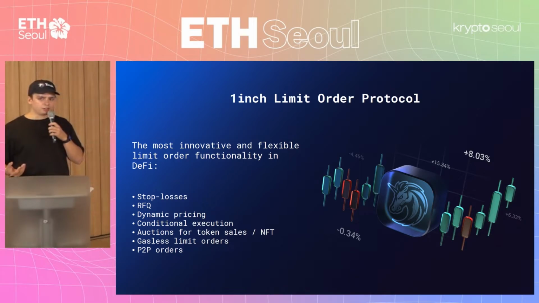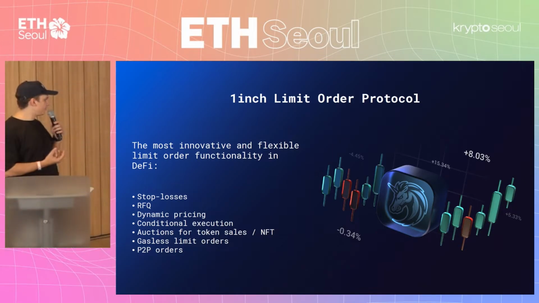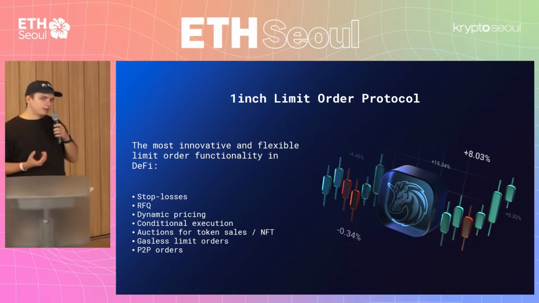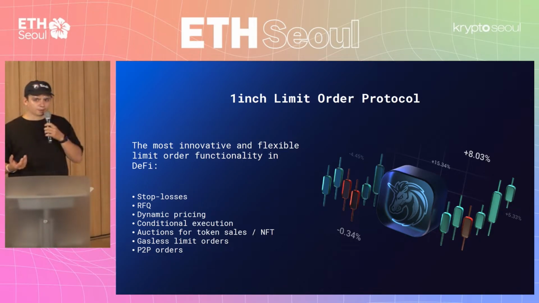It can be multiple conditions for each swap. So basically, with our limit order protocol, it's possible to implement multiple features like stop losses, like RFQ. Also, we can have dynamic prices. We can use arbitrary price discovery for each swap. The best example of it is that for each amount of tokens that you swap, the price can vary, depending on the amount of the swap.